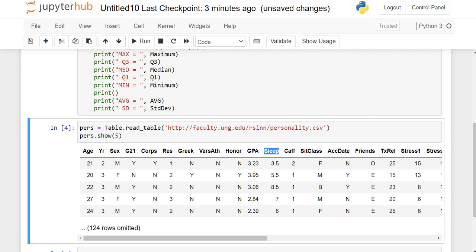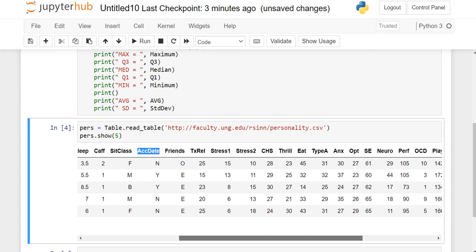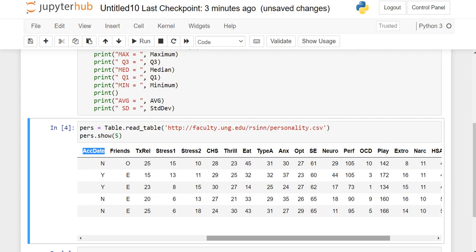Self-reported GPA, we have sleep. This is an average per day based on the most recent 2 days. The question to the students was, how much sleep have you gotten, including naps, in the last 48 hours? And we divided by 2 to get a 1-day average, or to estimate their 1-day average. Caffeine, this is the number of 8-ounce servings of caffeine that they've had in the last 24 hours. Sit class, do they like to sit in the front, in the middle, or in the back of class? Accept date is a hilarious variable that I will talk to you about when we bring it up.